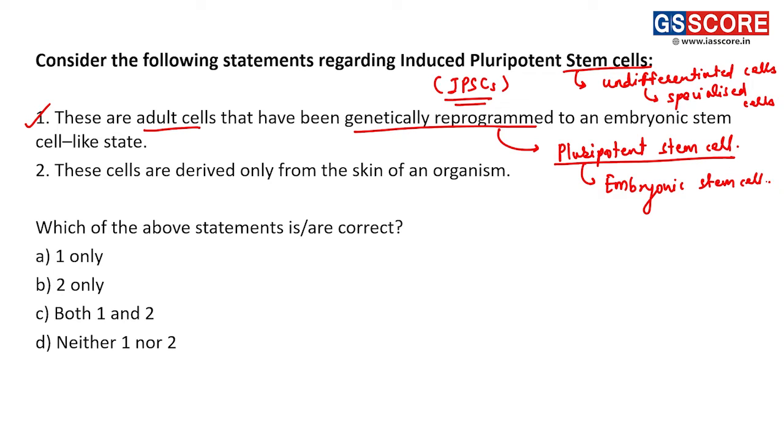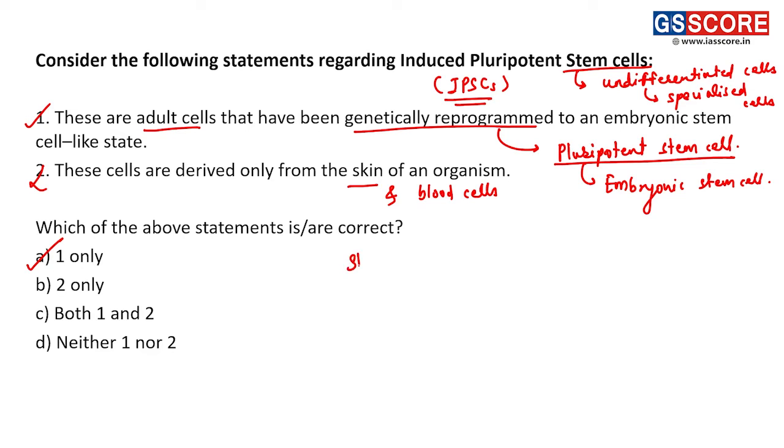Second statement, these cells are derived only from the skin of an organism. This statement regarding induced pluripotent stem cells is incorrect because they can be derived from skin and from blood cells. So the second statement is incorrect. Only the first statement is correct. Answer is A, 1 only.